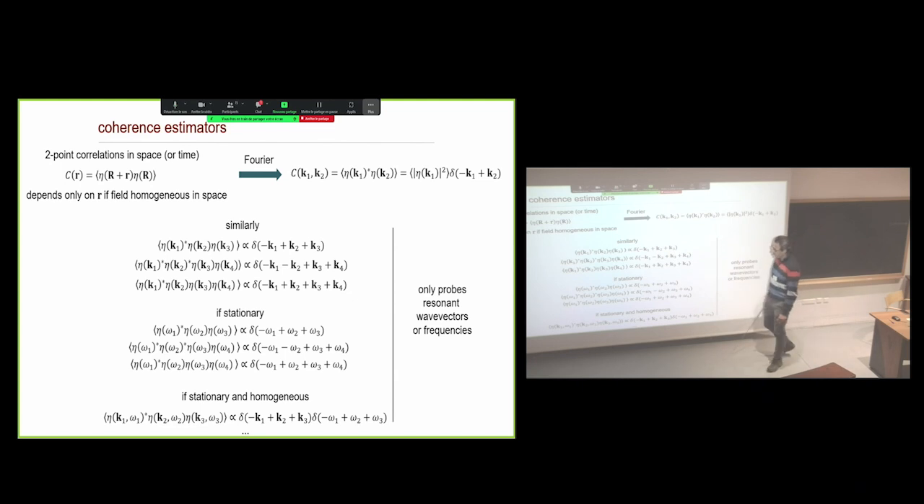The same if you go to frequency space. Actually, I will use correlations in frequency because they are easier to handle and converge than this one, because we have 3 vectors in 2D, so there are 6 parameters here, whereas in frequency you have only 3 of them, plus the delta correlation that removes one of them, so it's easier to handle. And you could do the thing in both k and omega space, you get the same kind of thing. So here I just wanted to say that these estimators will only probe resonant wave vectors or frequencies.